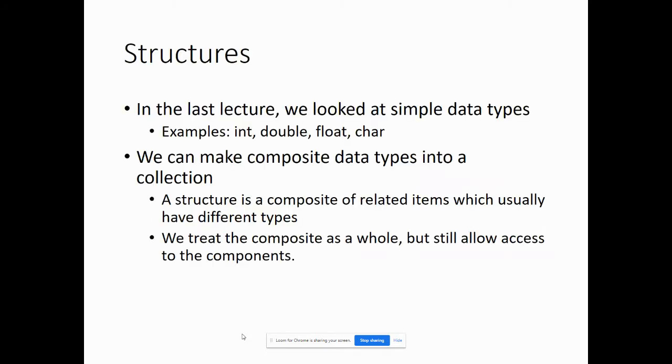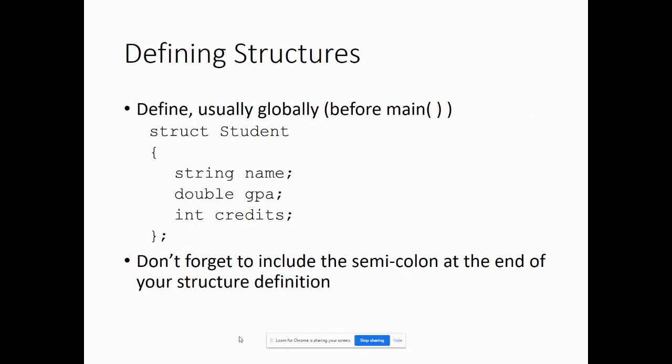So we can start with structures, and in the last lecture we looked at very simple data types, int, double, float, character, etc. And what we can do is make composite data types into a collection. So we can put these things together to group them into an entity that has more details. We treat that composite as a whole, but still allow access to the components. So for example, we could have a struct for a student. The student would have a name indicated by a string, a GPA indicated by a double, and credits that were indicated by an integer.